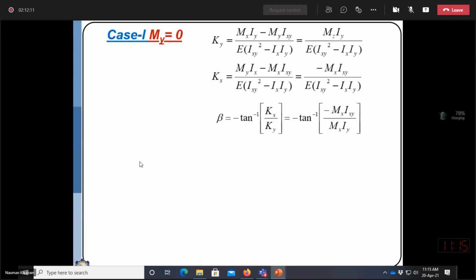Okay, now we need to discuss some important cases. We have these equations for curvature ky and curvature kx. If the moment about the y-axis is equal to 0, it means we only have moment acting about the x-axis, so we can modify this equation. My is 0, then we will have this equation. So this is Mx actually. By mistake, it is written Mz. So it is correct otherwise; I will send you the corrected slides.